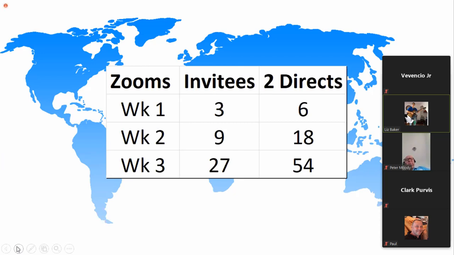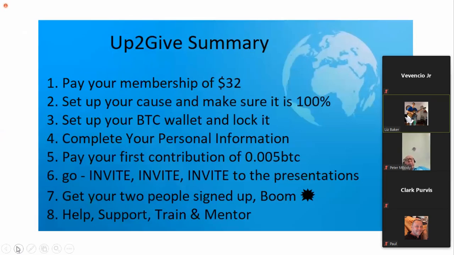Okay. So let's summarise where we've got to. We pay our membership of $32, set up our cause and make sure that it is 100%. Set up a BTC wallet and lock it in. Complete our personal information. Pay a first contribution of 0.005 Bitcoin. Go and invite to the presentations. Get your 2 people signed up. Boom. Help, support, train and mentor.